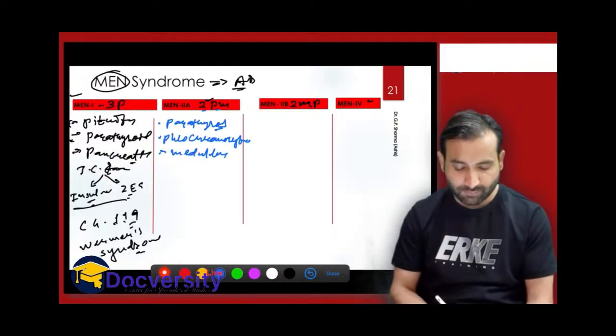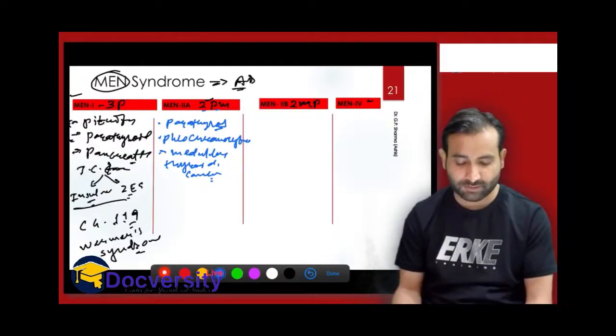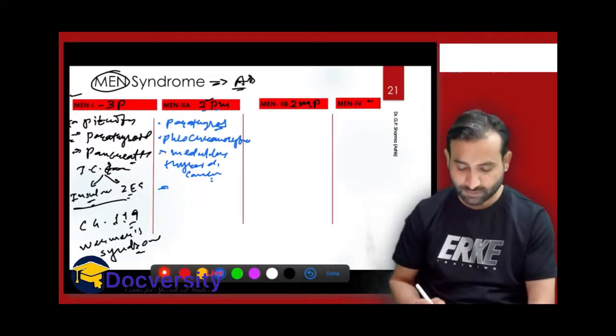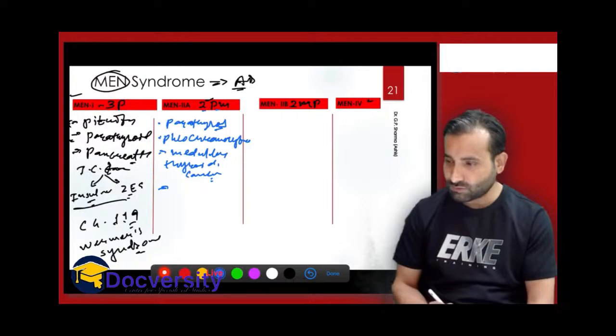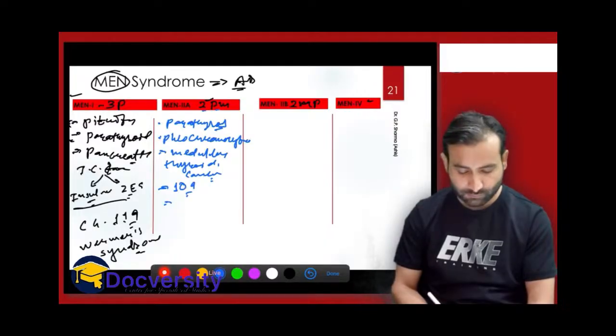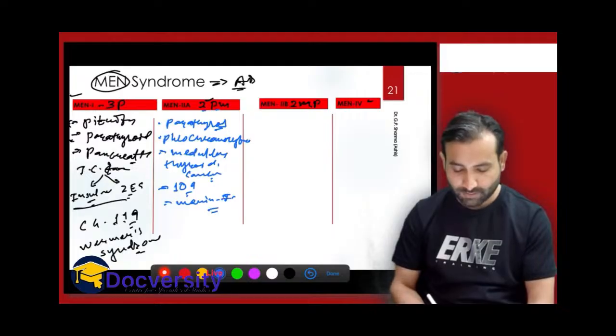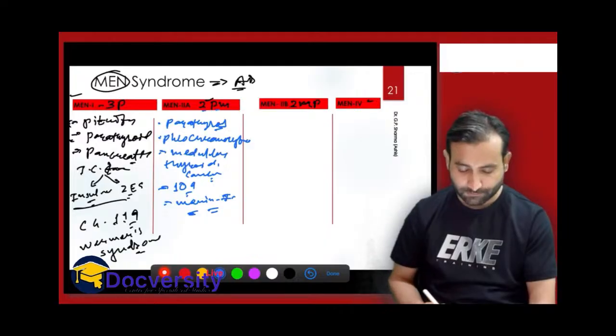Pheochromocytoma. And then M for the medullary thyroid carcinoma, right? So this is what, 2 PM, right? So please remember this one. And it is present in chromosome number 10q, and it contains the menin1 gene. Is that okay? That means mutation in this gene. This is the MEN2A, that is 2 PM.